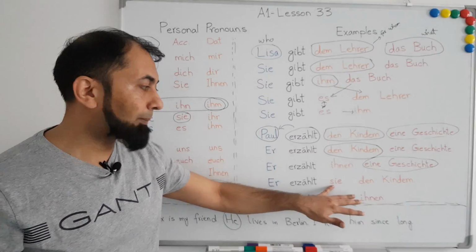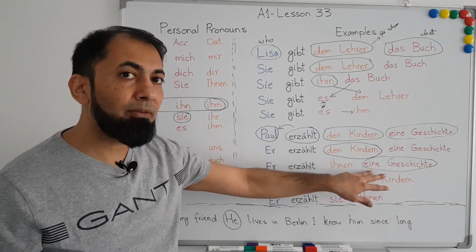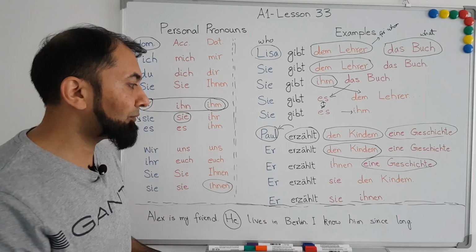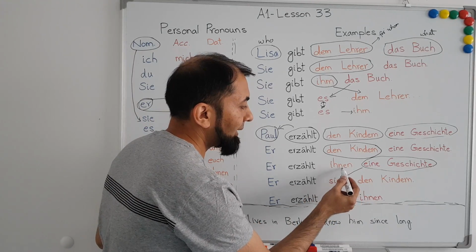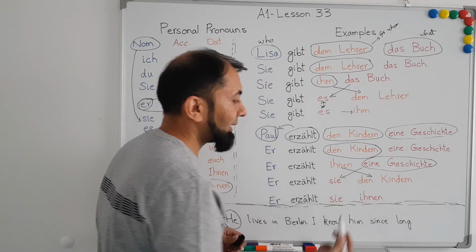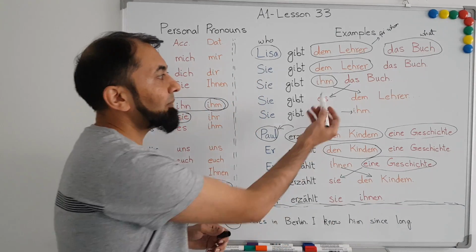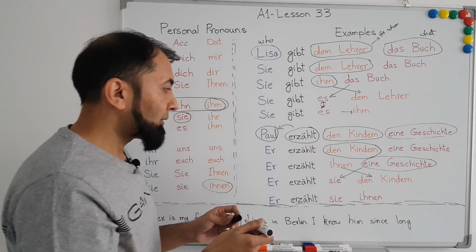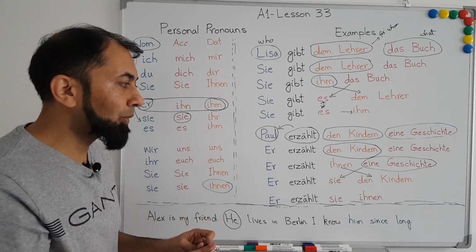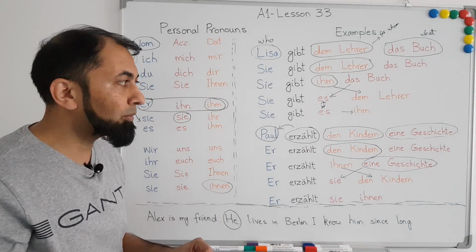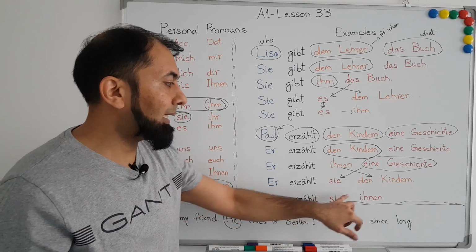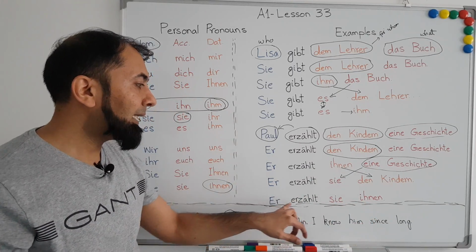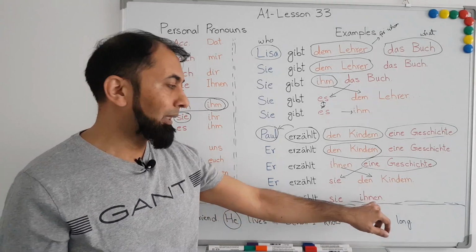Since we have used the personal pronoun of the accusative or the direct object, it will come after the verb and the dative will come after the accusative case in the same way we have used it here. So in the next example, we will use the personal pronouns of all three nouns. Er erzählt sie ihnen. He tells it to them.